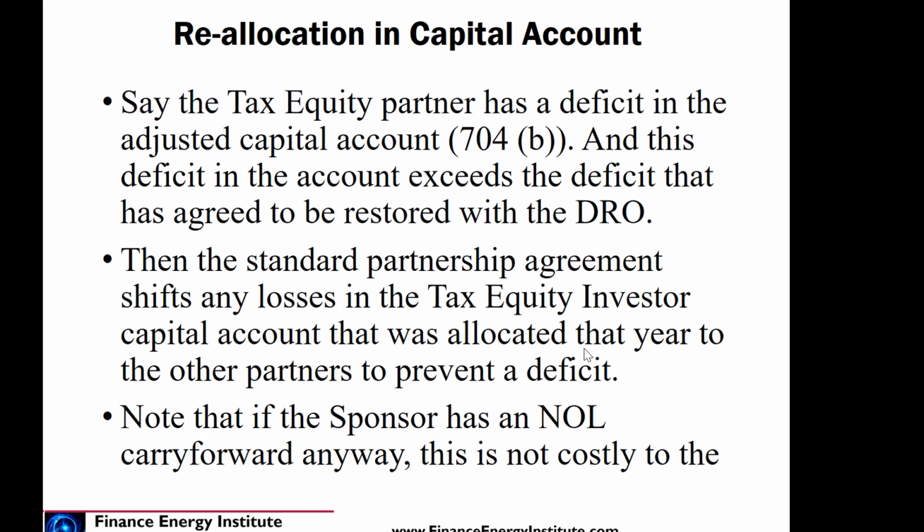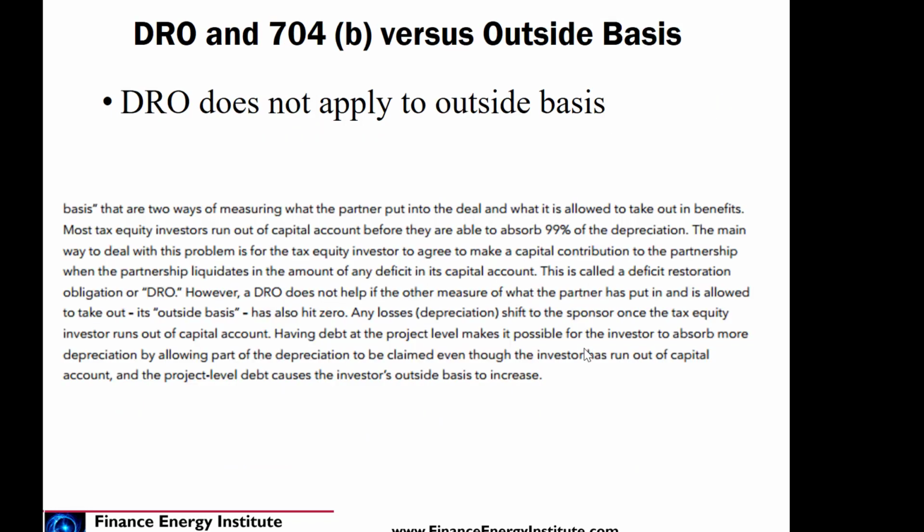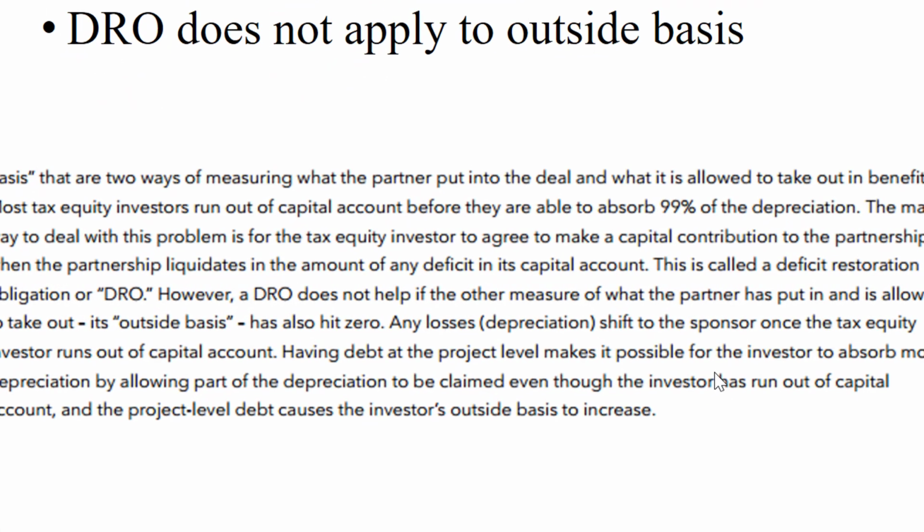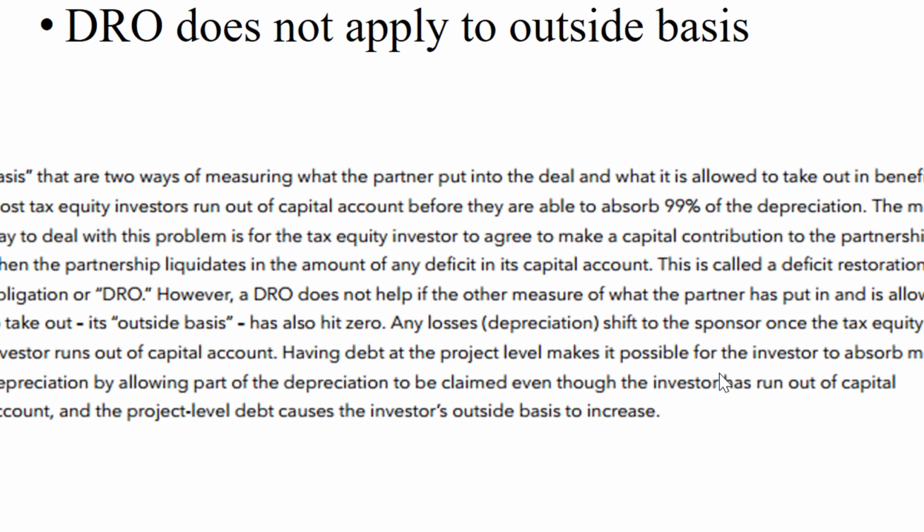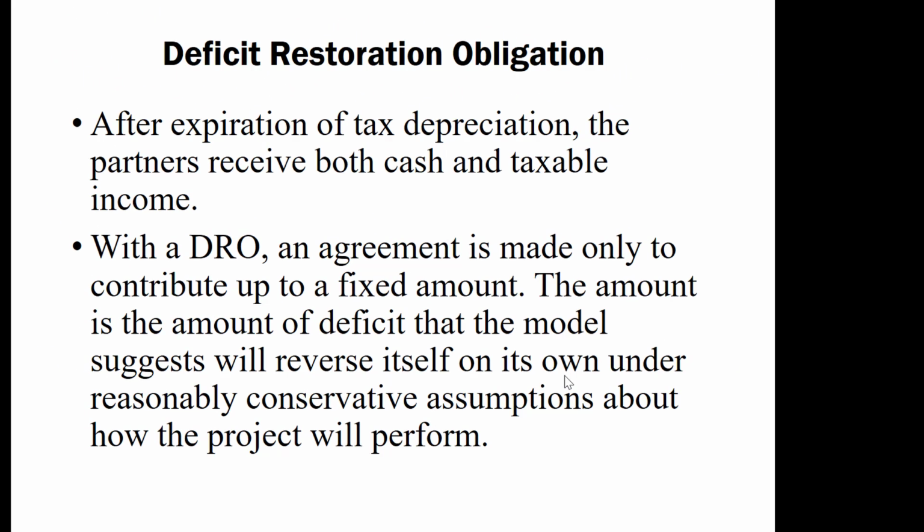So if you have this famous 704(b) thing, you can have this kind of hypothetical thing that only gets paid when the partnership finally finishes. Okay. It doesn't apply to this outside basis, which is the one I just showed you. So this DRO is only on the one account, not on the other.